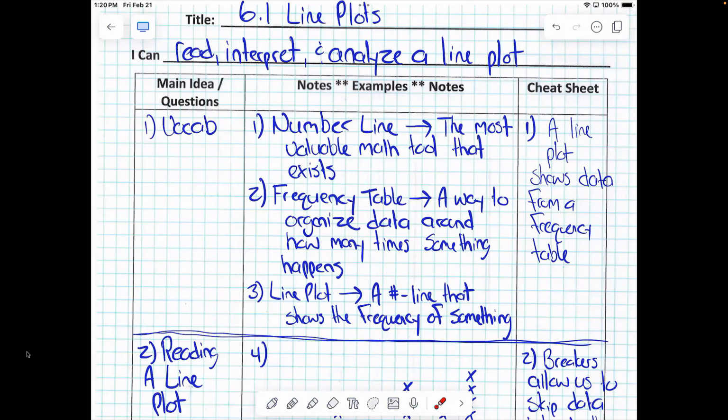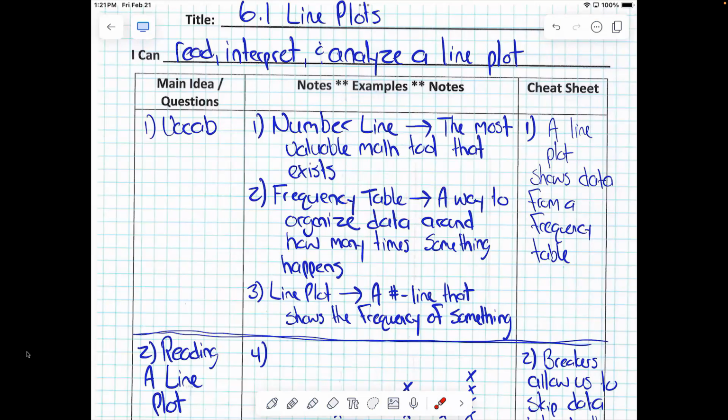Frequency. What does the word frequency mean, class? No, that's not what frequency means. What does frequency mean? How many times something happens. So a frequency table is a way to organize that. You take how many times something happens, you put it in this data table, and you can organize that data so that we can read it and understand what it's trying to tell us. So that's what a table does. It helps us organize things.